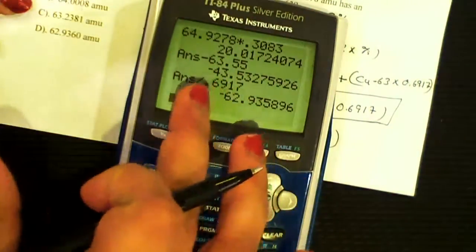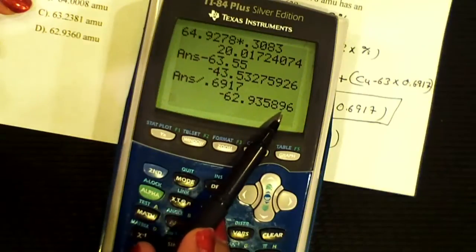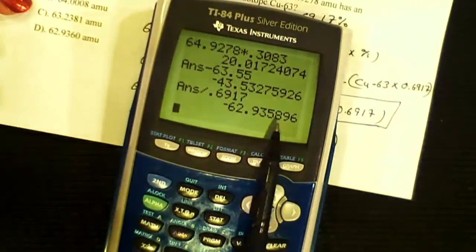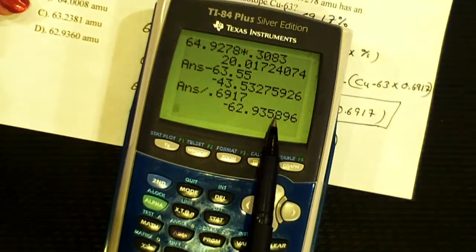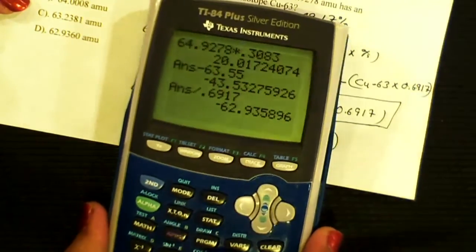Don't worry about the negative sign, okay? So it's 62.935896. So if you round with the 4 decimal places, you have to get rid of this 9. So this 62.935896.